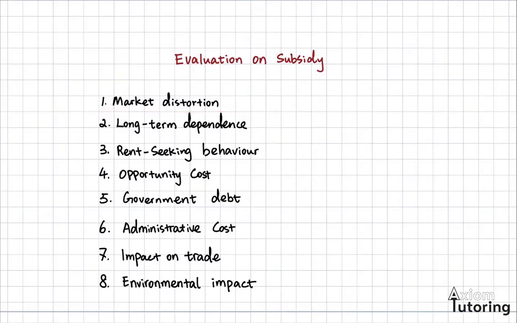Besides, over time, industries or sectors may become overly reliant on government support, making it harder for them to adjust to market conditions or adopt technological innovations. This dependency can stifle long-term growth and reduce incentives for firms to improve efficiency or productivity. Additionally, producers may lobby for subsidies or inflate their costs in order to secure financial support. This will divert resources from more productive uses.